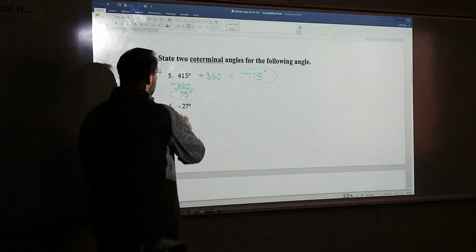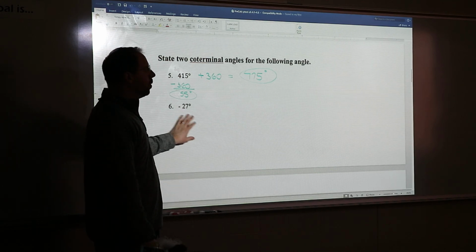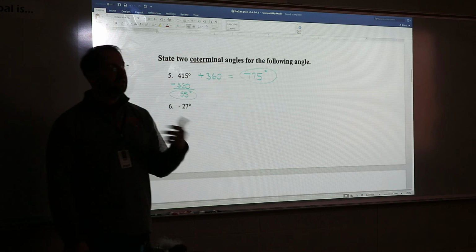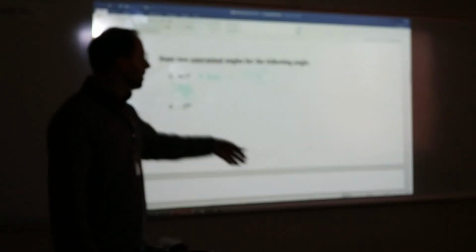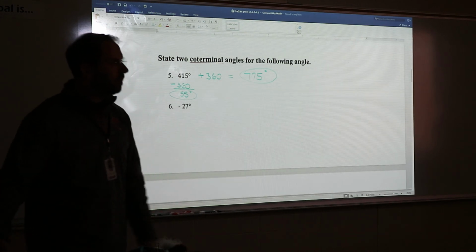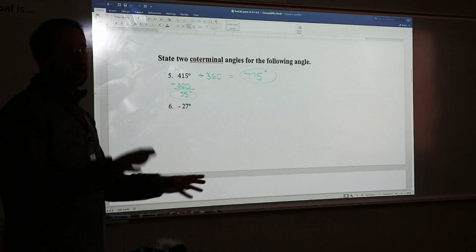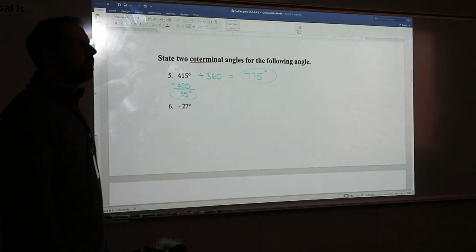Now, this one on your own, same thing. It's negative. You can add 360, subtract 360, whatever the answers are. Just make sure that if your answers are negative, keep the negative sign on it. Because I know some person's going to subtract 360 and they're going to forget the negative sign, and you count that wrong if you forget negative signs. I'm kind of picky about that. So just keep that in mind. If it's negative, keep it negative. Okay, questions?